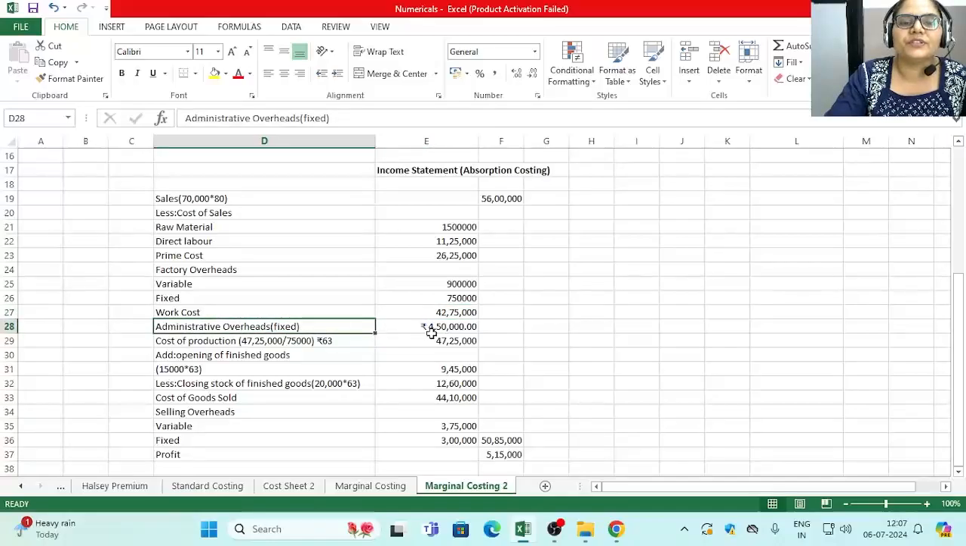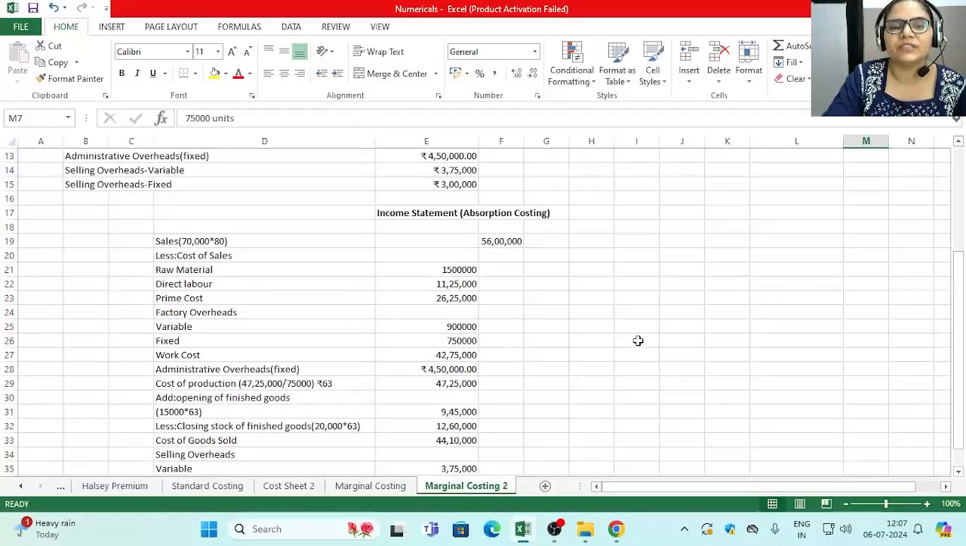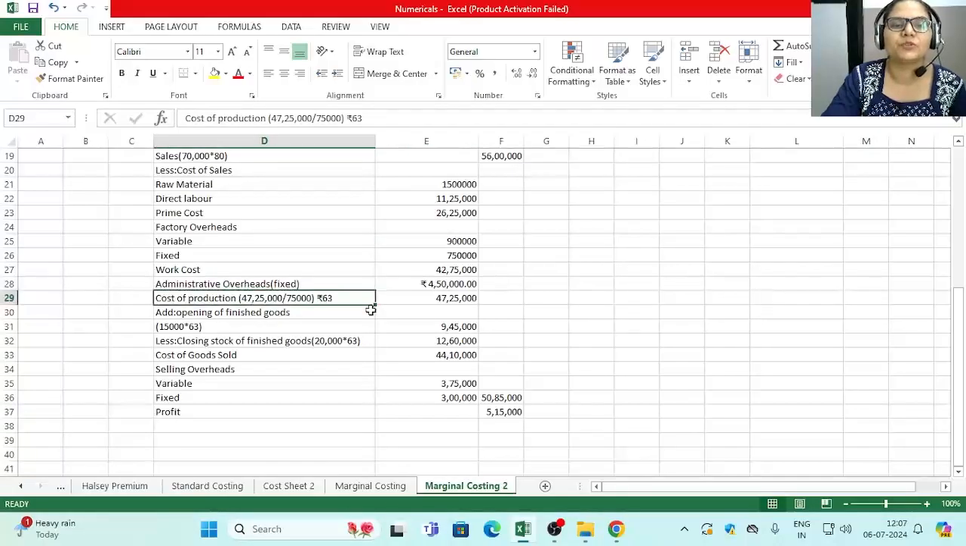After work cost, we usually add administrative overheads, which are given as fixed, and variables are not mentioned in the question. So we will record administrative overheads fixed 4,50,000. After adding administrative overheads to work cost, we will get the cost of production 47,25,000. Now, cost of production 47,25,000 is for 75,000 units. For that we need to adjust opening and closing stock of finished goods. So for that purpose, we will calculate the cost per unit: 47,25,000 divided by 75,000, which comes out to be rupees 63.